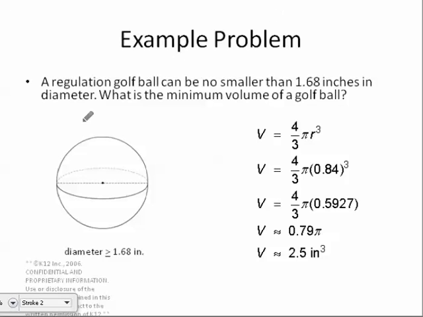A golf ball. They tell us that a golf ball could be no more than 1.68 inches in diameter, according to the rules of golf. So half of that is 0.84. 0.84 cubed is 0.5927. Times 4 divided by 3, 0.79 pi. Times 3.14 is 2.5 cubic inches. That means the volume of a golf ball is no more than 2.5 cubic inches.